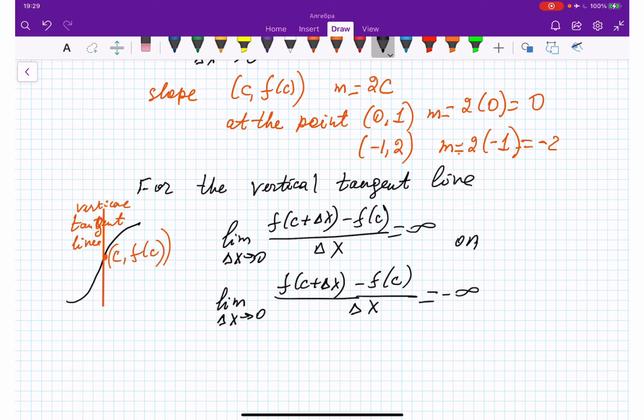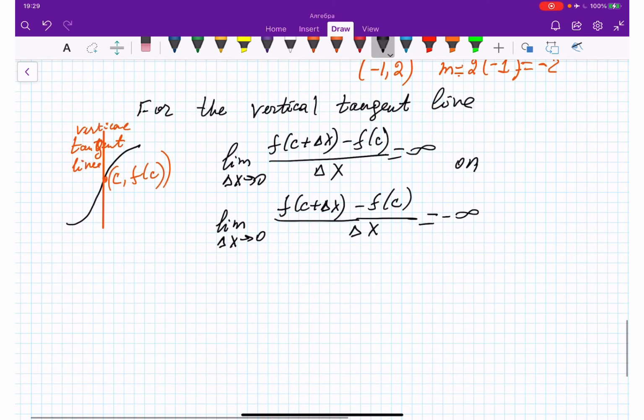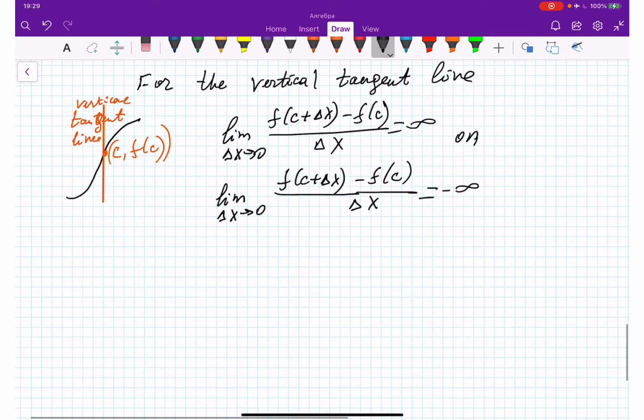Okay. Next we will do graph with sharp turn. Number 3. Take a guess. What is going to be a sharp turn? It's going to be absolute value, right? So this is what we have. Function f of x is equal absolute value x minus 2. It is continuous at the point x is equal to 2.